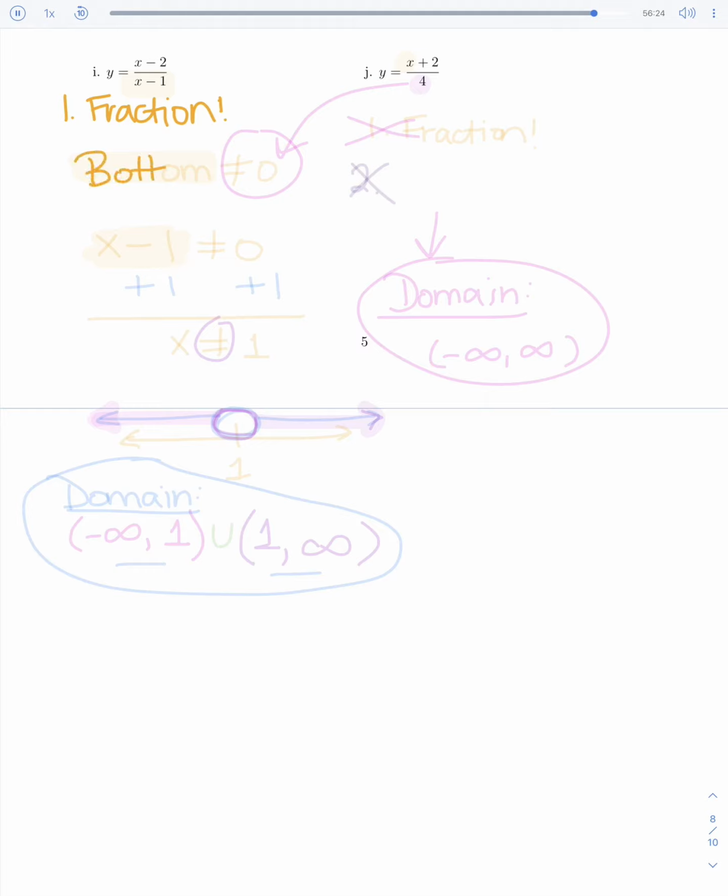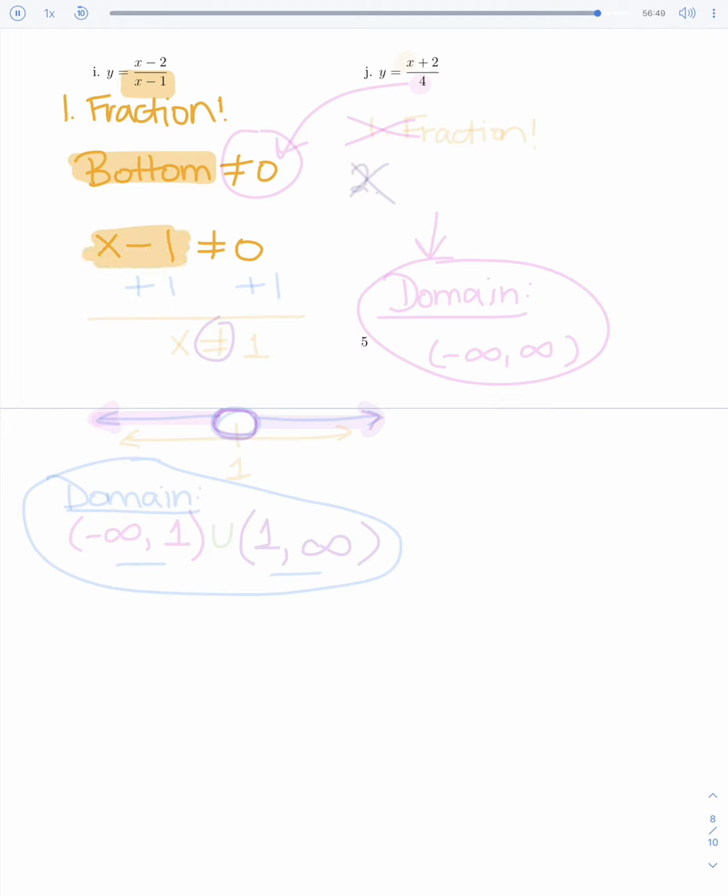And the fact that the bottom can't be 0. We don't care about the top. The top can be 0. The top can be positive, negative, anything you want. All we care is that the bottom cannot be 0. Well, what's on the bottom of our fraction is just the x minus 1. So I don't want that equaling 0. As long as that doesn't equal 0, we are fantastic.